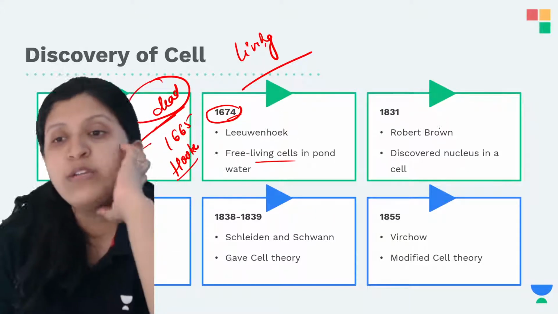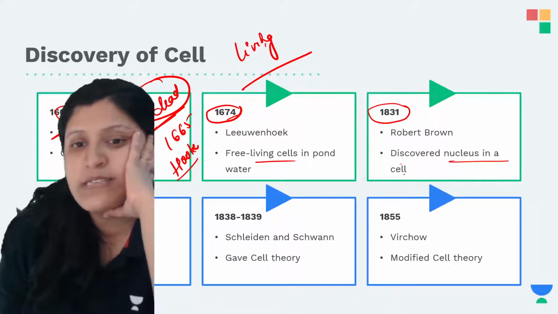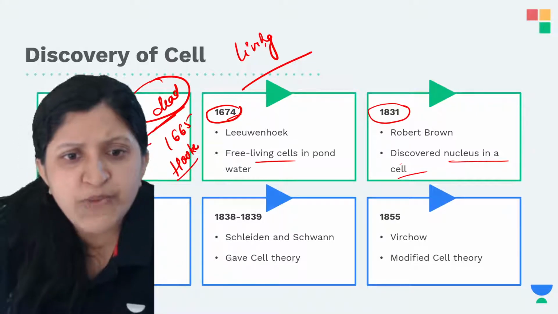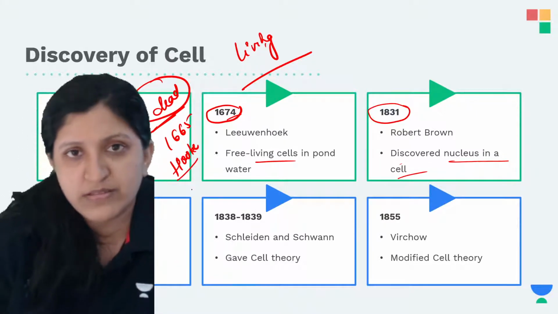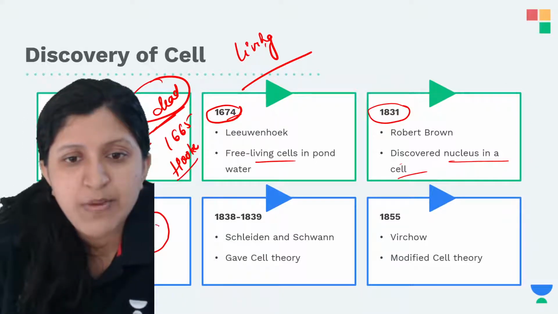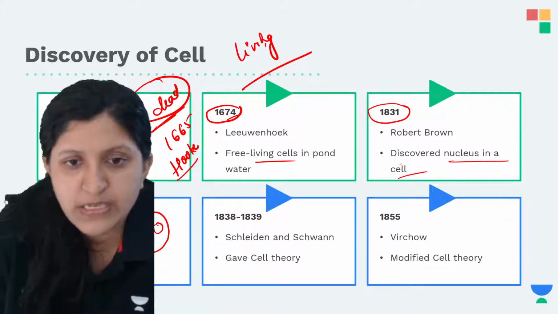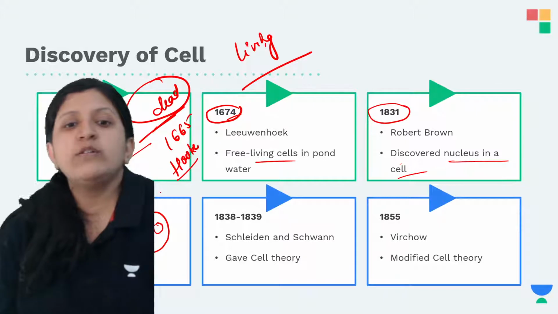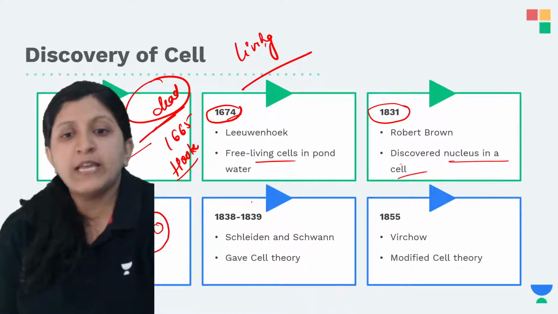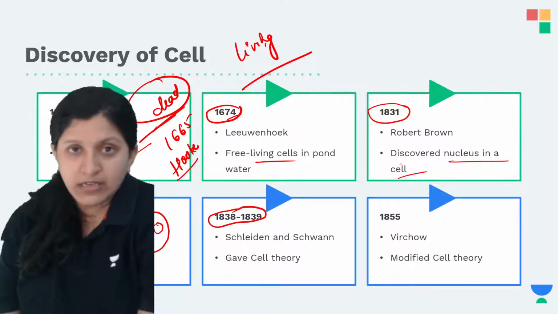Then Robert Brown in the year 1831 spoke about the nucleus in a cell. Then there is Purkinje. Who gave the term protoplasm? What is protoplasm? There is a cell membrane, inside the cell membrane you can see a nucleus, and then there is cytoplasm. The term protoplasm was given by Purkinje in the year 1839.